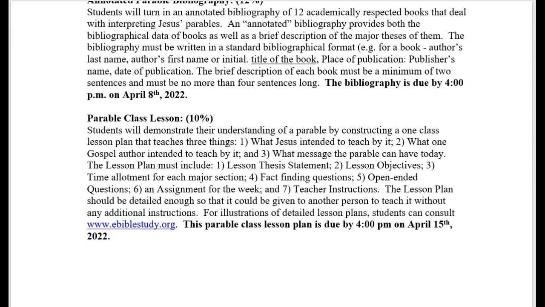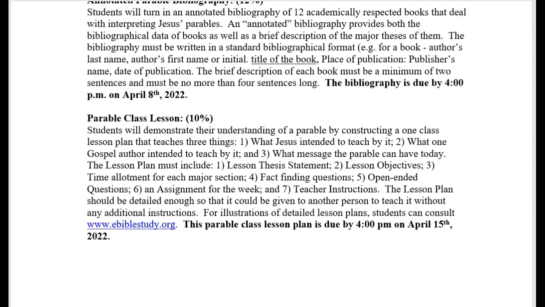Then also what message you think the parable can have today, since the audience of Jesus is different than the audience of the gospel author, and the gospel audience is different than your audience today. So when our audiences are different, our lessons sometimes can be different. What it is we want to convey, what we want to encourage or advocate. So the lesson plan has to include a lesson thesis statement. So basically one short description of the overall major idea of the parable or what you want to get across.